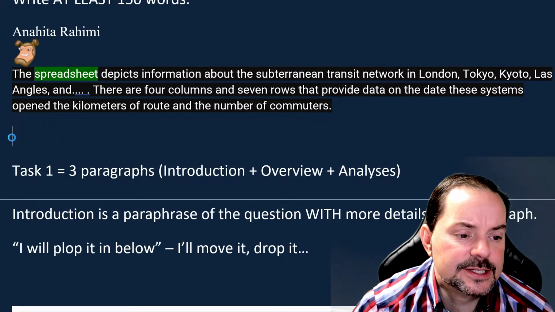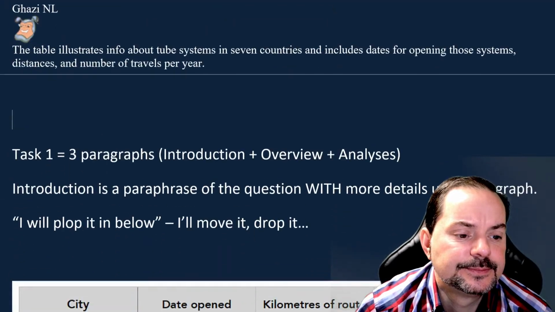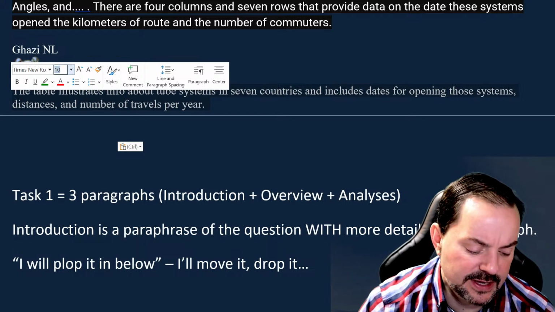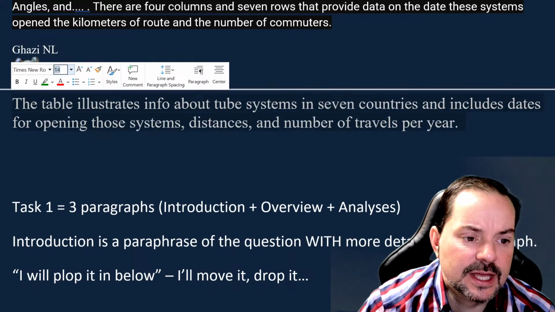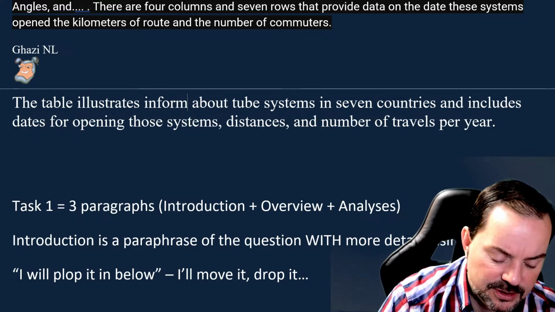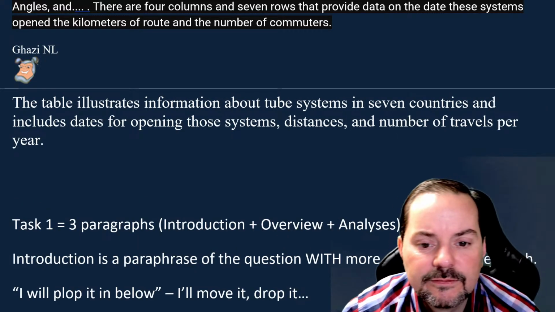Ghazi writes, the table illustrates info. Yeah, it's good, Ghazi. I wouldn't abbreviate information in the start of the essay. So I would write the table illustrates information. Maybe you're just doing that for YouTube so you can fit a little bit more.